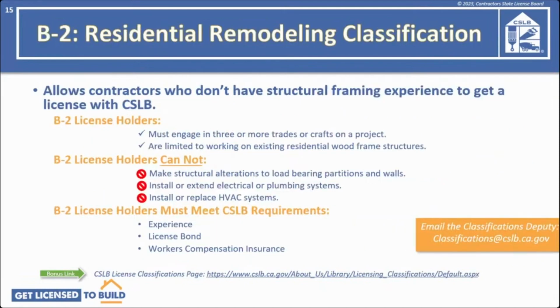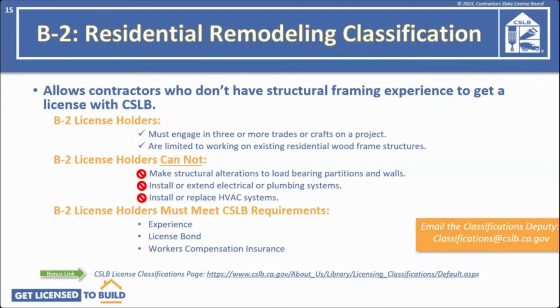CSLB's newest licensing classification is called the B2 Residential Remodeling Classification. The B2 allows contractors who don't have structural framing experience to get a license with CSLB. Here's what interested applicants need to know. B2 license holders must engage in 3 or more trades or crafts on residential A projects.